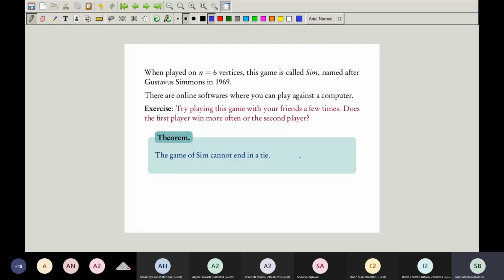Okay? So here's the first theorem: the game of Sim cannot end in a tie. Meaning it has to end with a winner. Either the first player wins or the second player wins, but it cannot end in a draw. No matter how you play it, smartly, stupidly, or erratically, it cannot end in a tie.